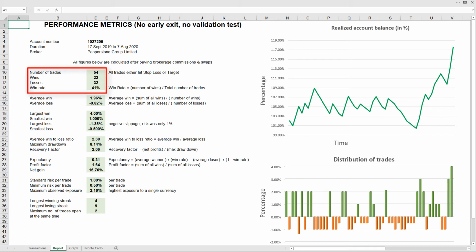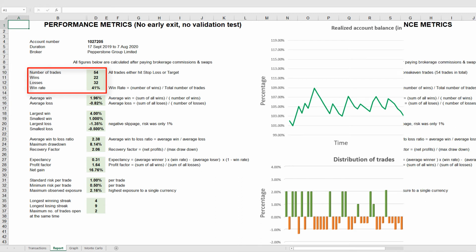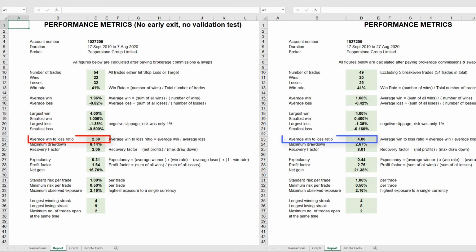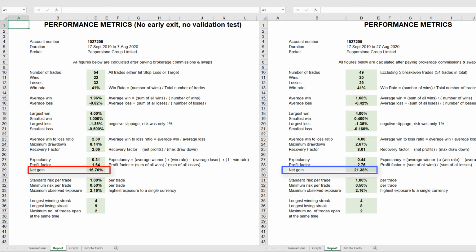Now, I have 54 trades, 22 winners, 32 losers, and interestingly, the win rate remains unchanged at 41%. Average win and loss size have both increased, a dramatic drop in average reward to risk ratio, which means that expectancy is lower. In fact, overall profit drops from 21% down to 16.76%.